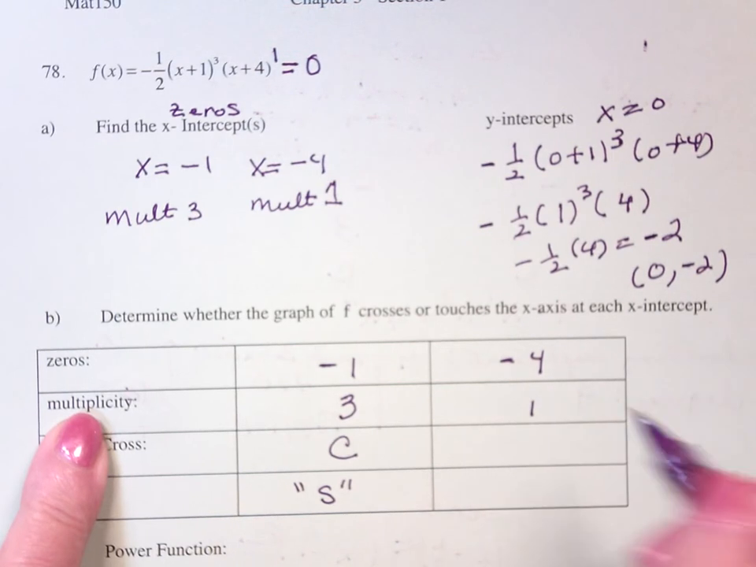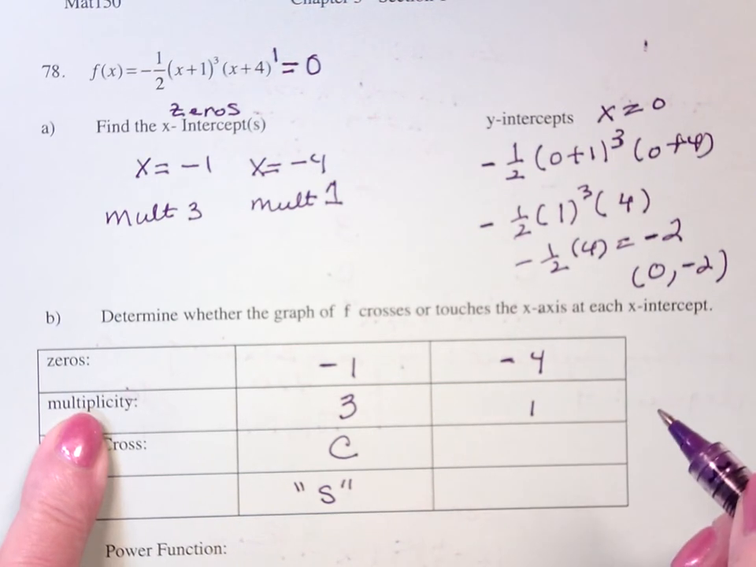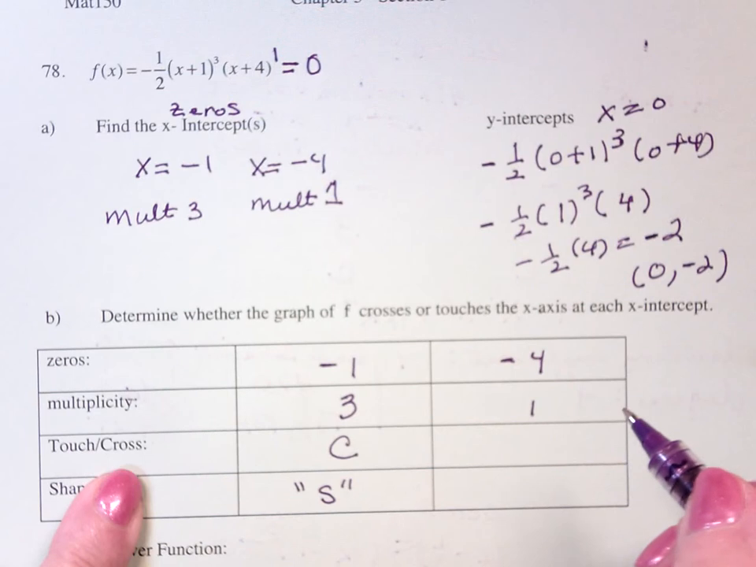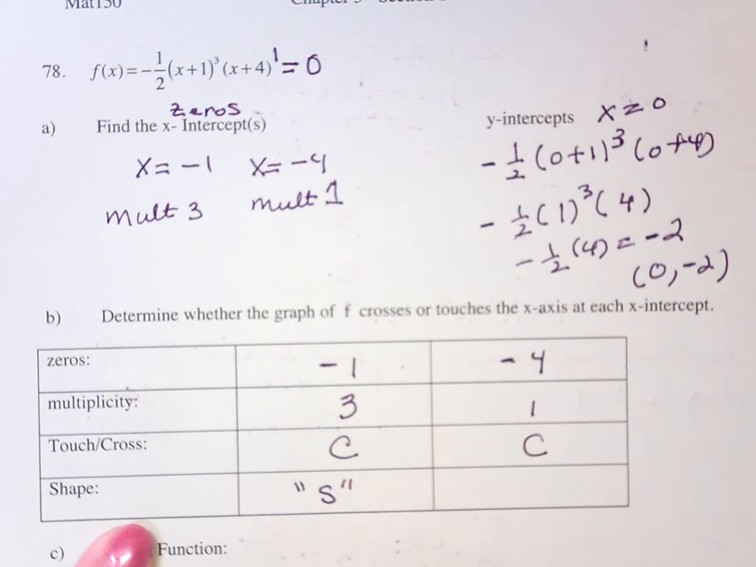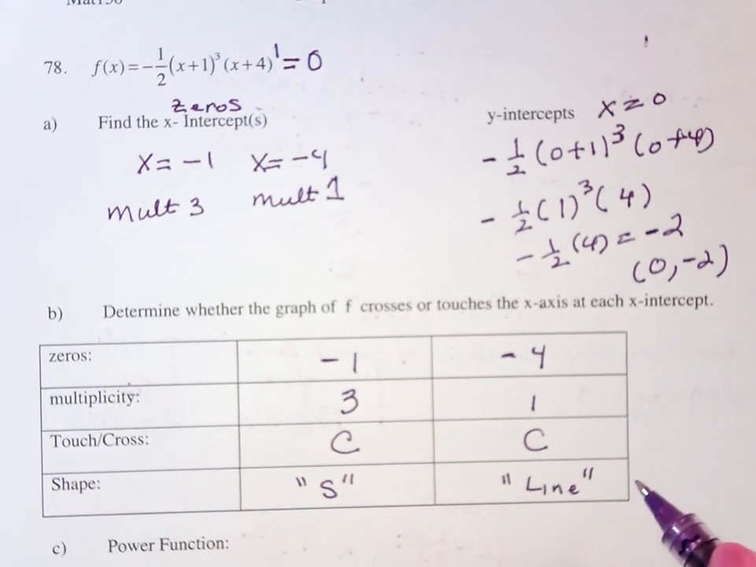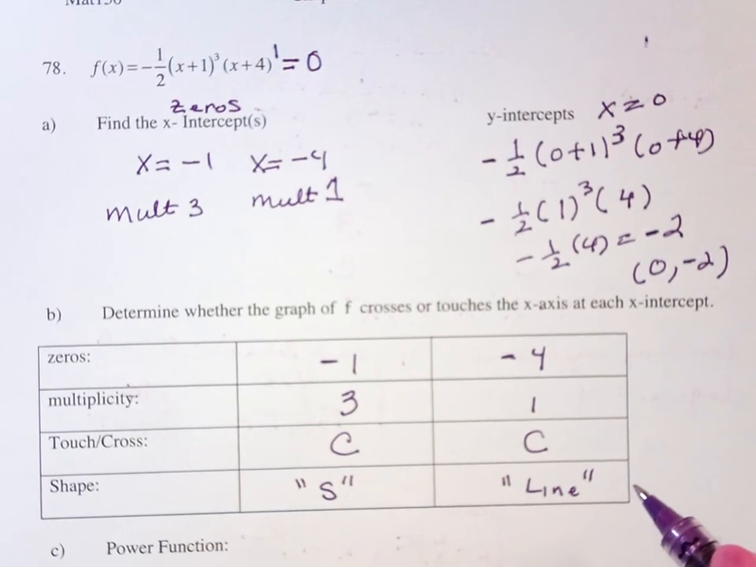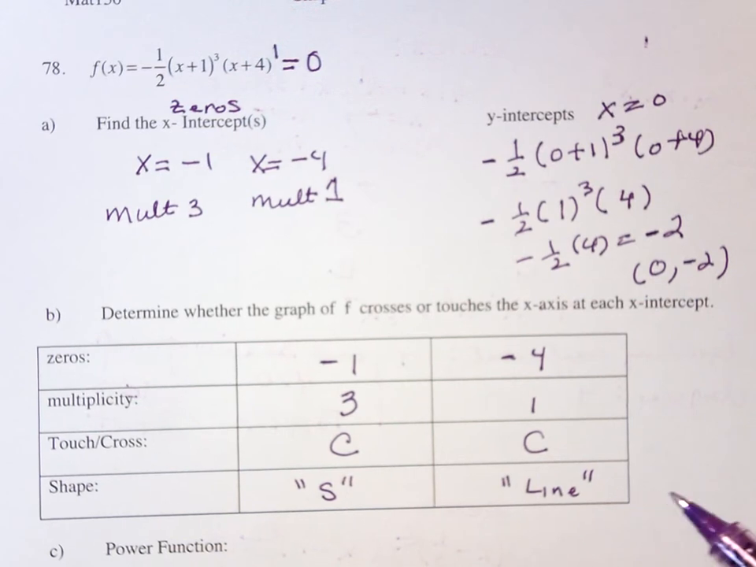Multiplicity 1 is what -4 is. Does it touch or cross? Odd multiplicity crosses. And what does it look like since it's multiplicity 1? A straight line. Because degree 1 is a line. Degree 2 is a parabola. Degree 3 is an S.